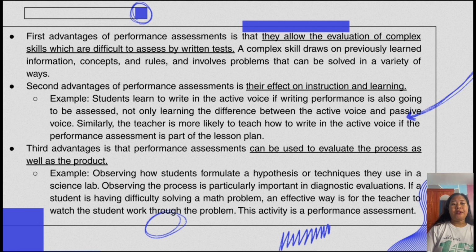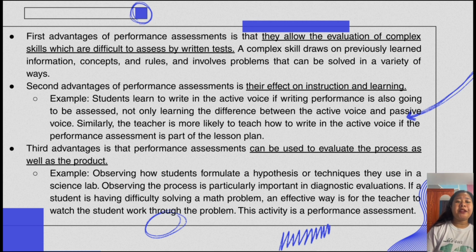For example, students learn to write in the active voice if writing performance is also going to be assessed, not only learning the difference between the active voice and passive voice. Similarly, the teacher is more likely to teach how to write in the active voice if the performance assessment is part of the lesson plan.